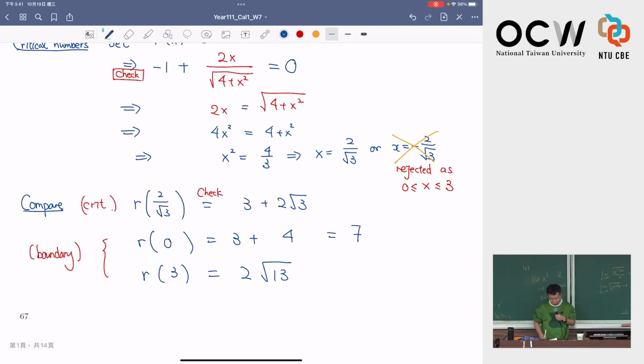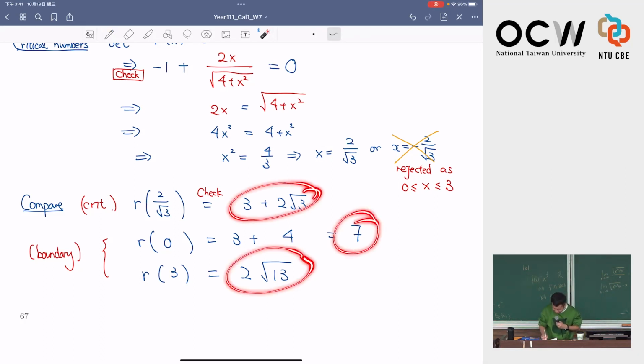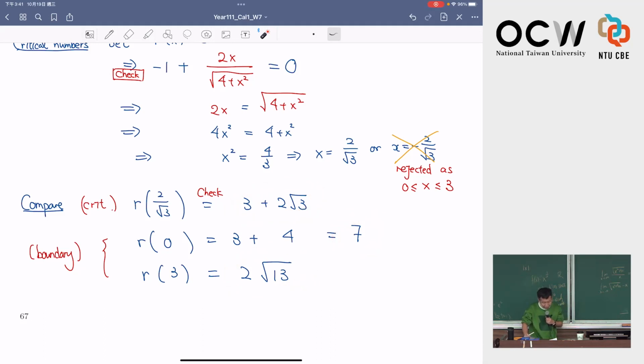Now the actual challenge comes, okay? I know that the largest one will give me the absolute maximum, and the smallest one will give me the absolute minimum. Which one is the largest? Don't forget, you are not allowed a calculator in the exam. So without a calculator, can you tell which one is the largest and which one is the smallest?